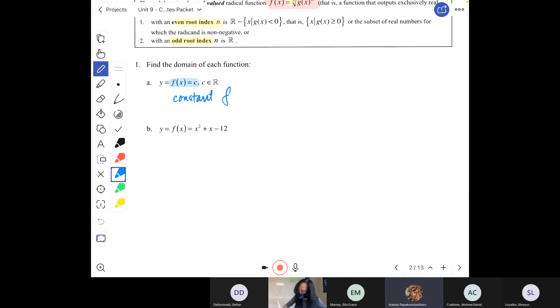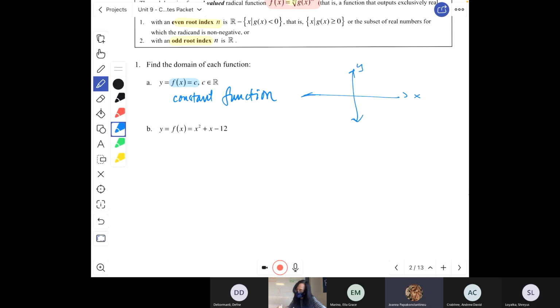So what does the graph of a constant function look like? It's just a horizontal line. Yep. So if I have my constant function, let's say it looks like that, what would we say the domain of f would be? That's right.